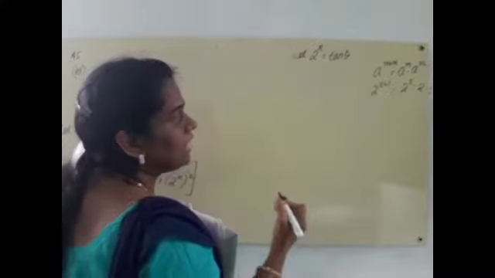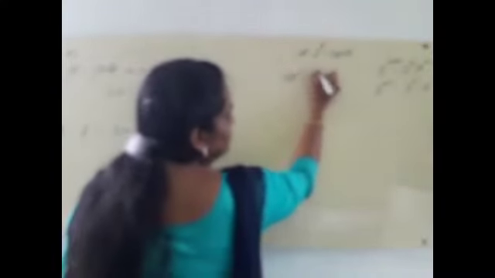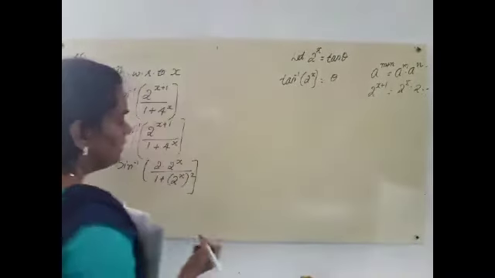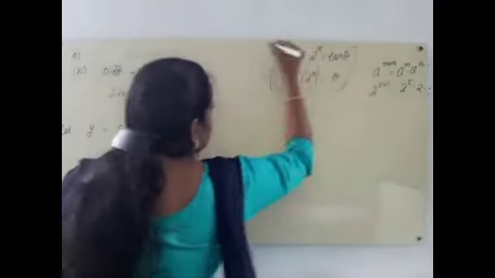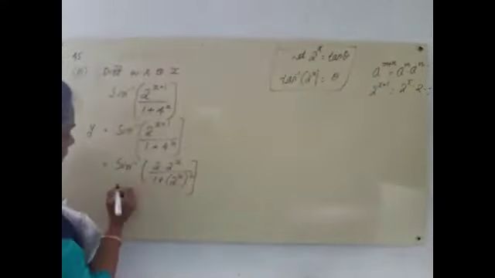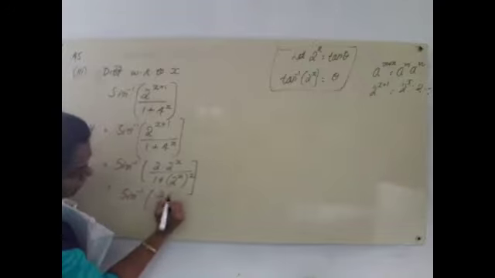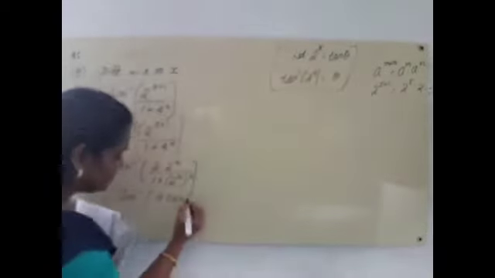Let us take tan inverse on both sides. Tan inverse of 2 raised to x is equal to tan inverse of tan theta, which is theta. Therefore, theta is equal to tan inverse of 2 raised to x. This is our substitution. Now we have sin inverse of 2 raised to x. What is the substitution? 2 raised to x is equal to tan theta.